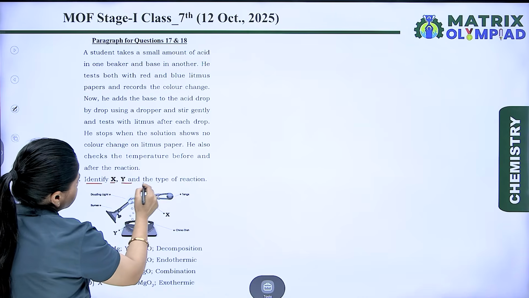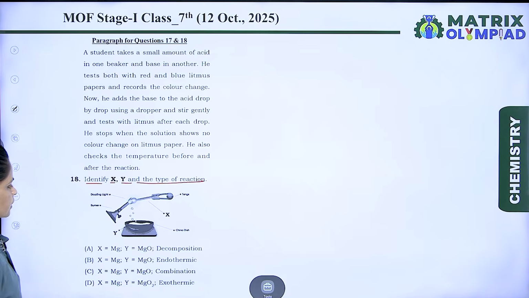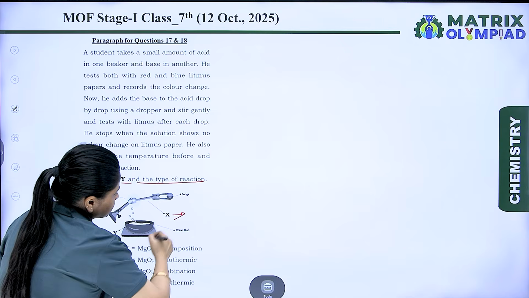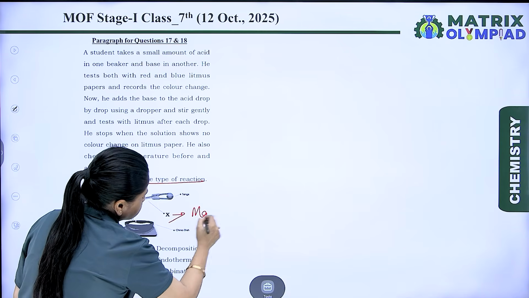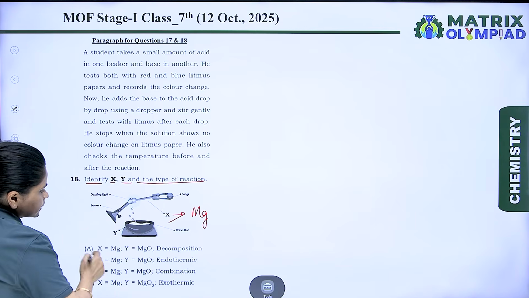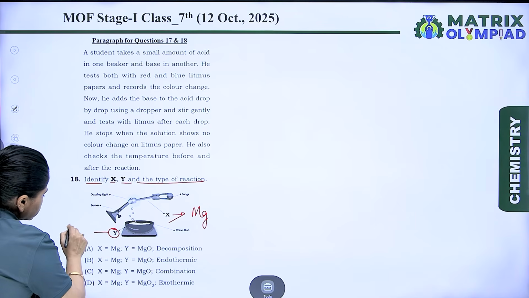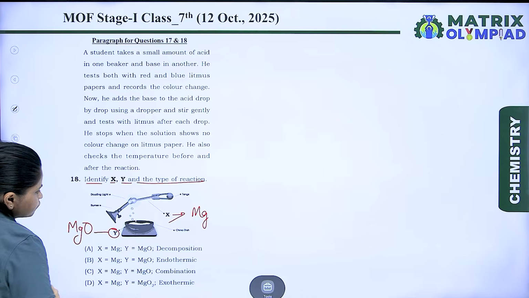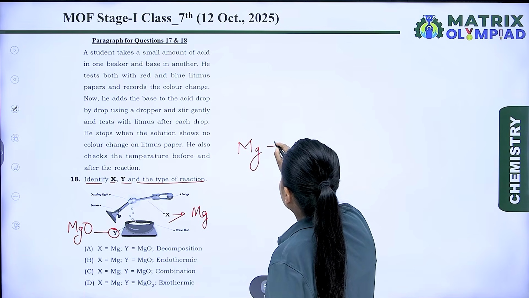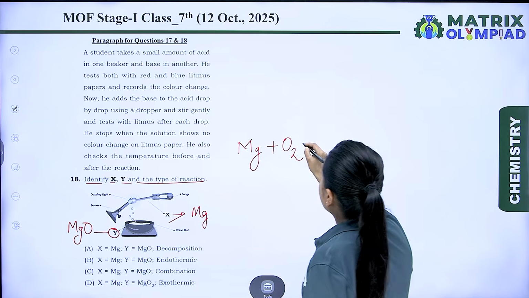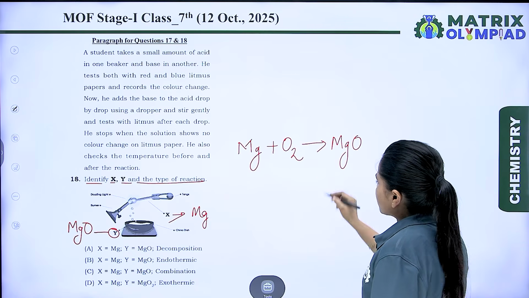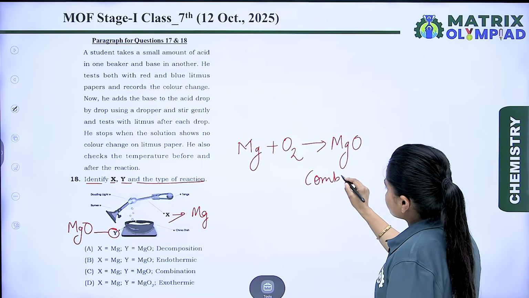Identify X, Y and the type of reaction in this picture. X is Mg, this is magnesium ribbon, and when this is burnt, then Y, a white powder substance MgO, is formed. This occurred when oxygen combined with magnesium, then MgO is formed, and this is a combination reaction.